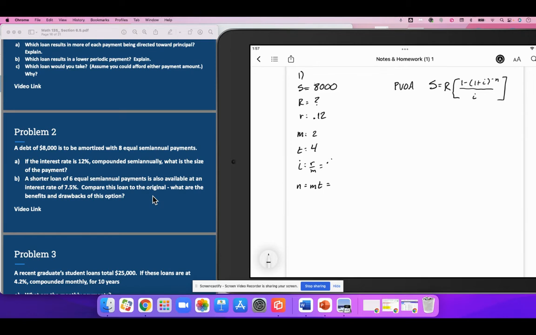So let's do our 0.12 over 2. It's going to be 0.06. MT is going to be 2 times 4, so that's got to be 8. We'll swing our stuff into our formula. So we've got 8,000 equals R times 1 minus 1 plus 0.06 to the power of negative 8, over 0.06.